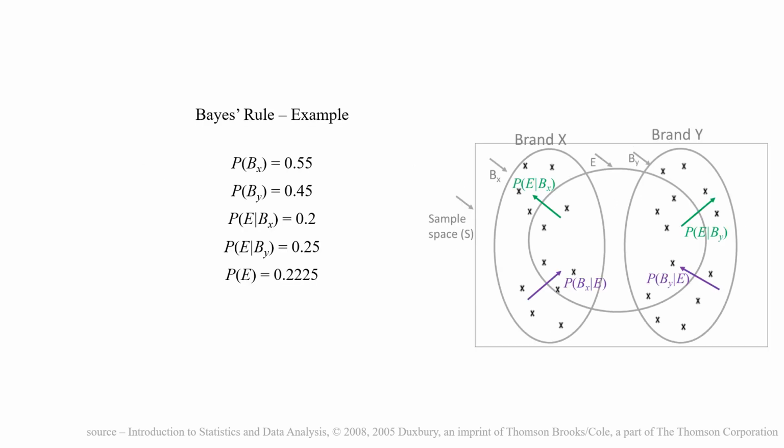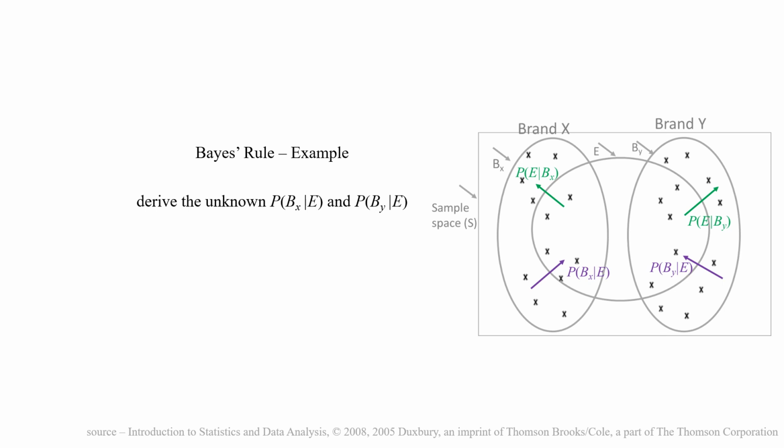Using the values that we discussed in the previous video, probability of Bx equals 0.55, probability of By equals 0.45, probability of E given Bx equals 0.2, probability of E given By equals 0.25, probability of E equals 0.225. We see that the values for the conditional probabilities, probability of E given Bx and probability of E given By are known. However, the conditional probabilities, probability of Bx given E and probability of By given E are not known.